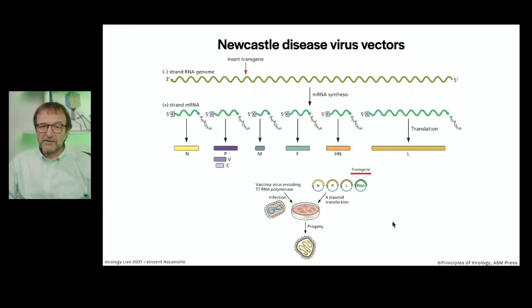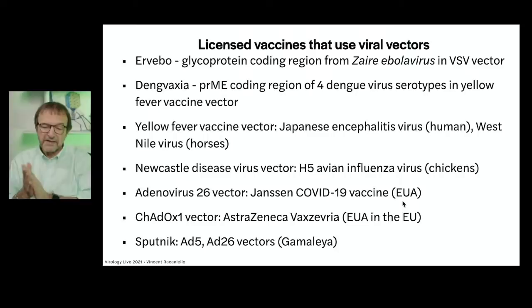So some of the licensed vaccines that use these vectors are shown here. Ervebo is an Ebola virus vaccine. It comprises the glycoprotein from a Zaire Ebola virus and a VSV vector that has been used extensively in African outbreaks. Dengvaxia, as I said, is the structural proteins of dengue virus in the yellow fever vaccine vector. The yellow fever vaccine vector has also been used to produce a vaccine for Japanese encephalitis virus, which is used in humans, and a West Nile vaccine for horses. So these are licensed. The JEV is not licensed in the U.S. It's licensed elsewhere.